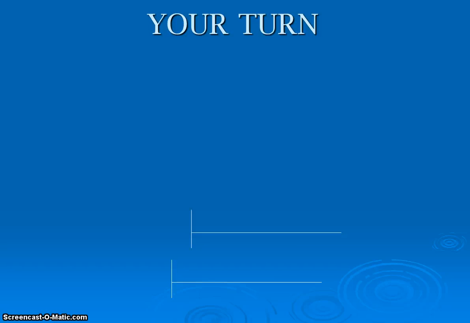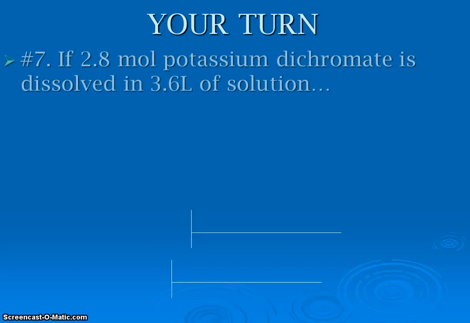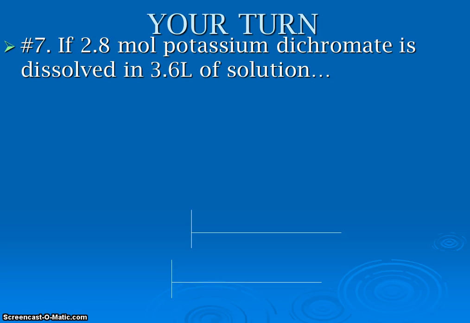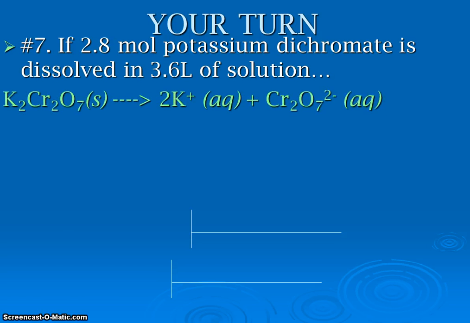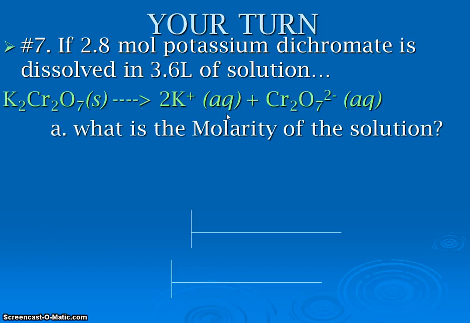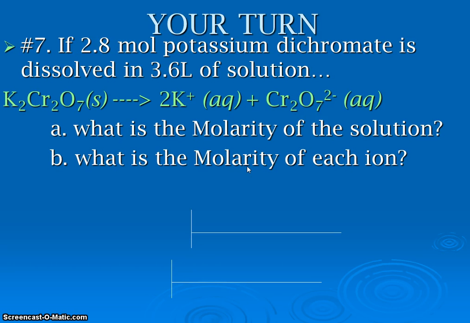Very last thing, so if we can put all this together, our concentrations and our dissociation equation. So if I have 2.8 moles of potassium dichromate dissolved in 3.6 liters of solution, here is that same dissociation equation we looked at just a moment ago. See if you can calculate the molarity of the solution and the molarity of each ion. Pause the podcast, give it a shot.